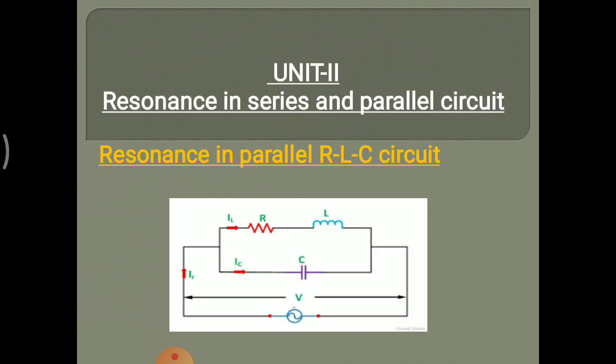In the previous lecture, we discussed resonance in series and parallel circuits. In the last lecture, we discussed resonance in the parallel RLC circuit. This is the diagram of the parallel RLC circuit, in which R and L are connected in series and C is connected in parallel with this combination. The supply voltage is across the two parallel branches, that is RL and C. This is the parallel RLC resonance circuit.